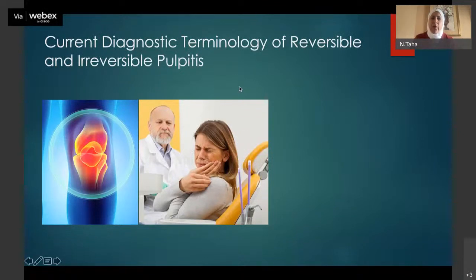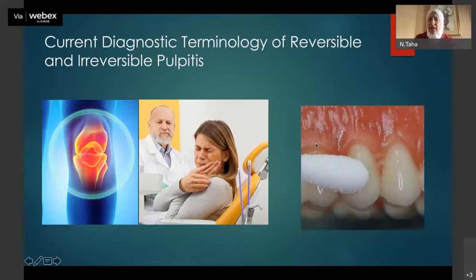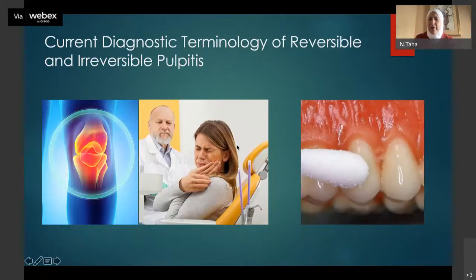What I wanted to point to is that the current diagnostic terminology of reversible and irreversible pulpitis, as we were taught in our undergrad, does not actually represent the healing potential of the dental pulp because of our limited diagnostic procedures. If you have a patient coming to your clinic complaining of severe pain like this lady, all you can do is take history of pain and use your cold test, whether it's ethyl chloride or a CO2 test, and then you will make a judgment based on prediction of the possible inflammatory status of the pulp.